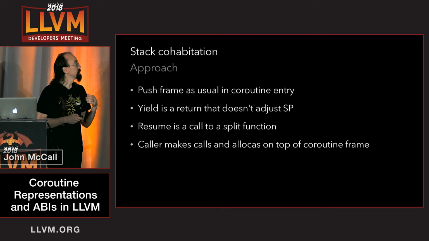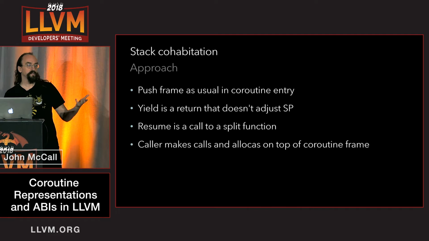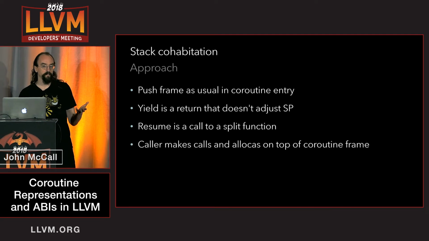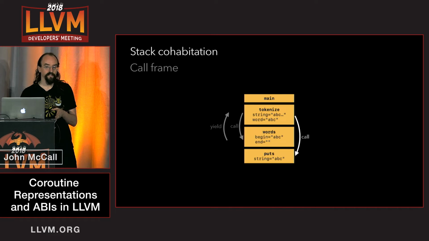The third approach is what I call stack cohabitation. So here, when we enter the coroutine, we push the frame in the normal way. When we yield, we return control to the outer function, but we don't actually pop anything off of the stack. So that looks kind of like this. Tokenized calls words, which yields back. The words call frame is still sitting there on the stack. When tokenized calls puts, it actually goes on top of the coroutine frame for words.